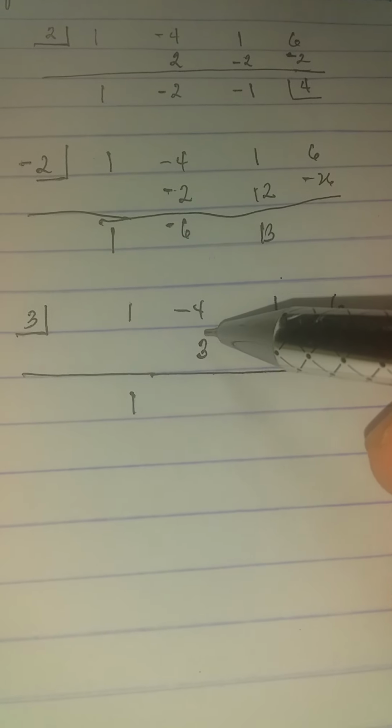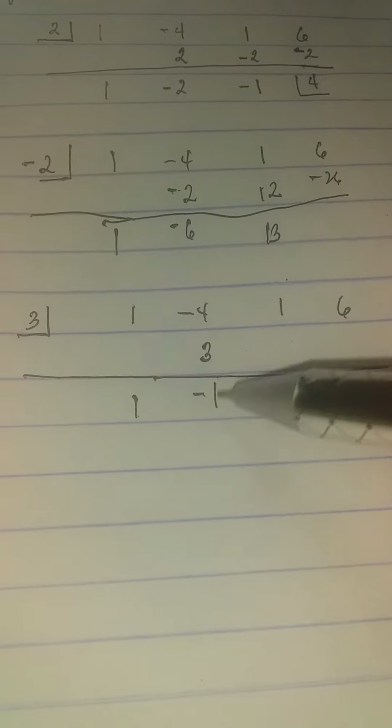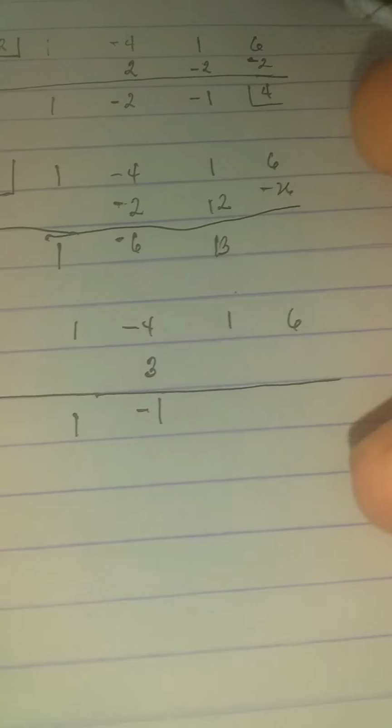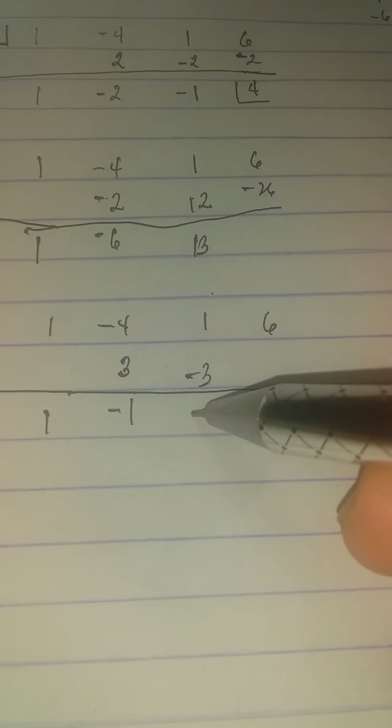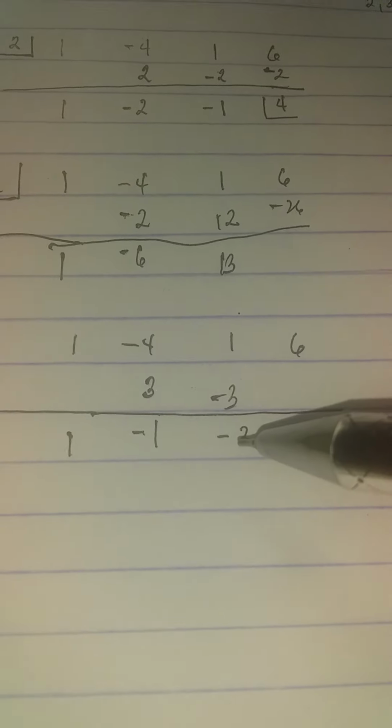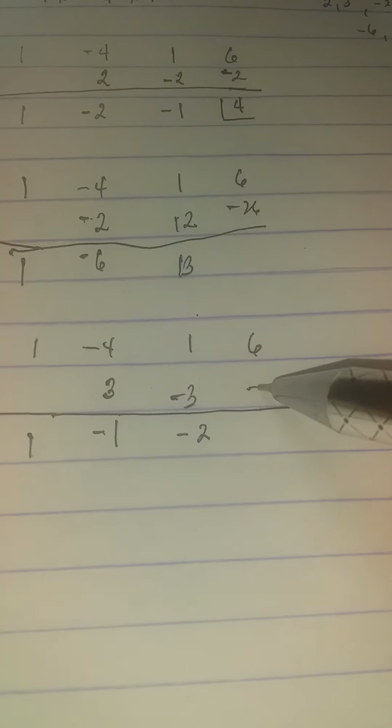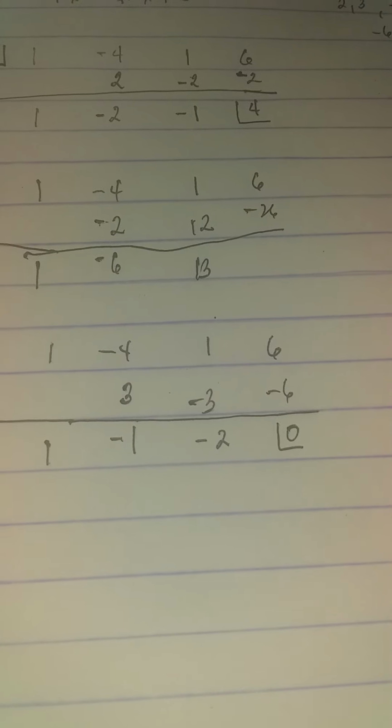So, bring down the 1, multiply by 3. Negative 4 plus 3 is negative 1. The negative 1 times 3 is negative 3. 1 minus 3 is negative 2. Negative 2 times 3 is negative 6. 6 minus 6 is 0.